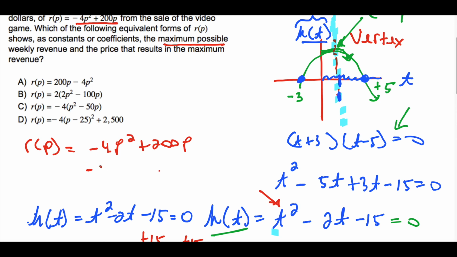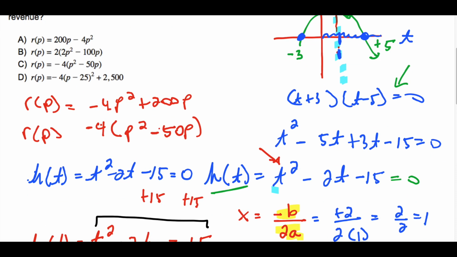Okay, so you have negative 4, and then parentheses, then what do you have? P squared minus 50p, right? Yeah. Okay, now we are ready. Okay, now you can do your thing.